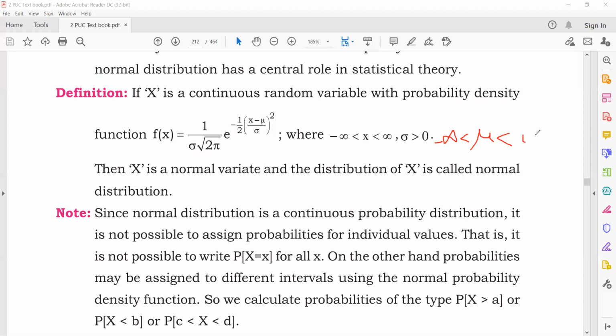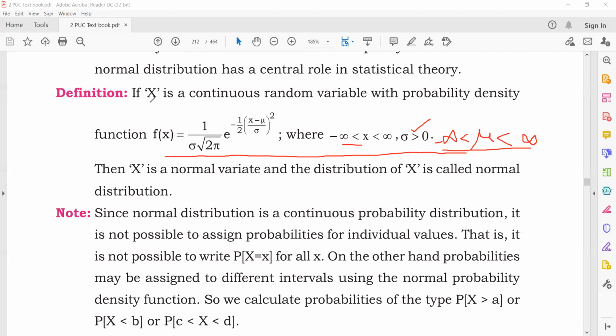Because mu is the mean, if I have some negative values of x, there is a chance that my mean is also negative. Therefore, mu takes values between minus infinity and plus infinity, but sigma takes values greater than 0. So you have to memorize this. This line is important. If they ask, write a note on normal distribution, or what is normal distribution, then start with this.